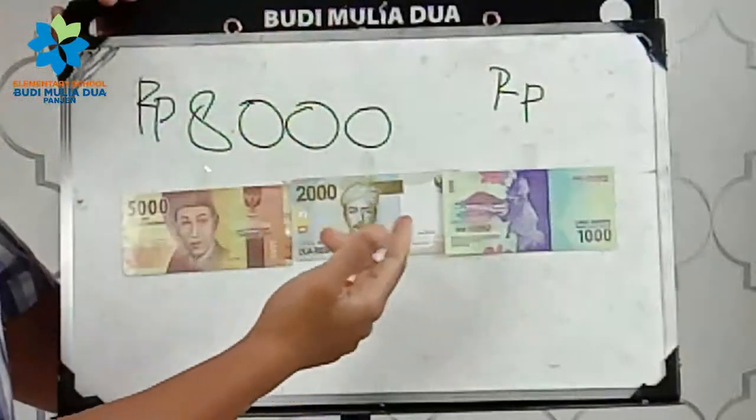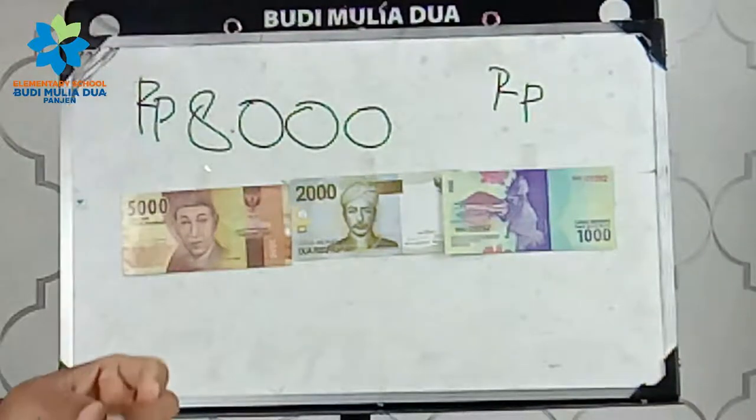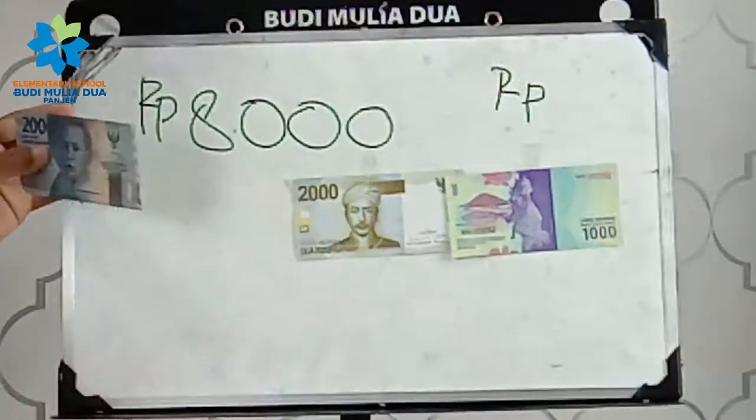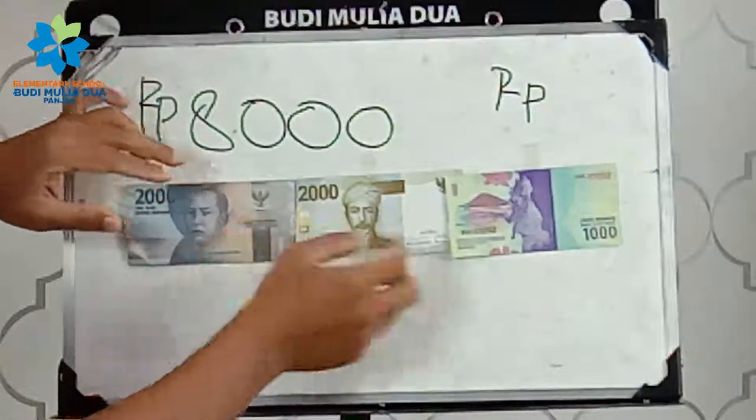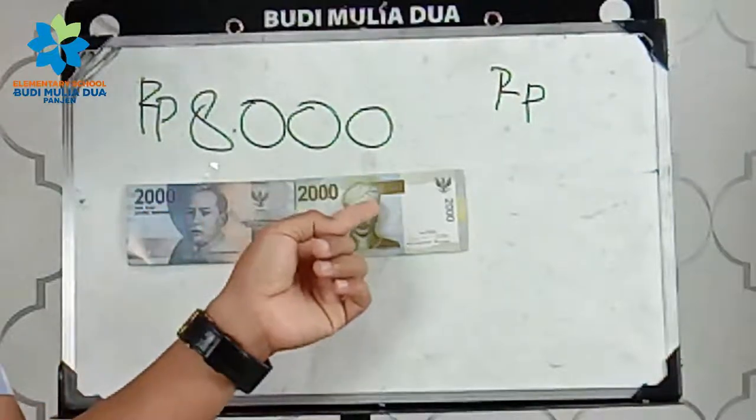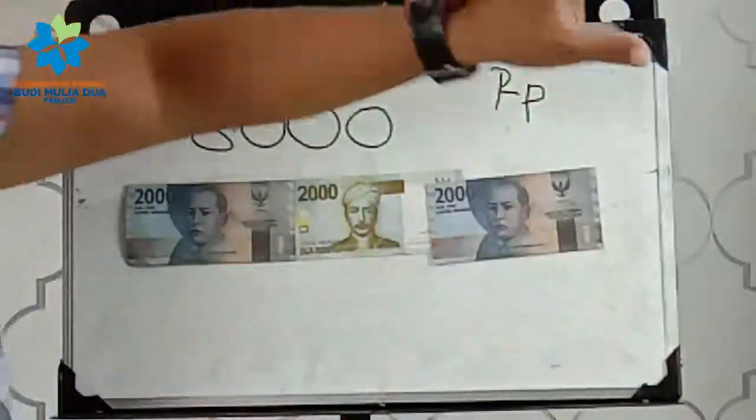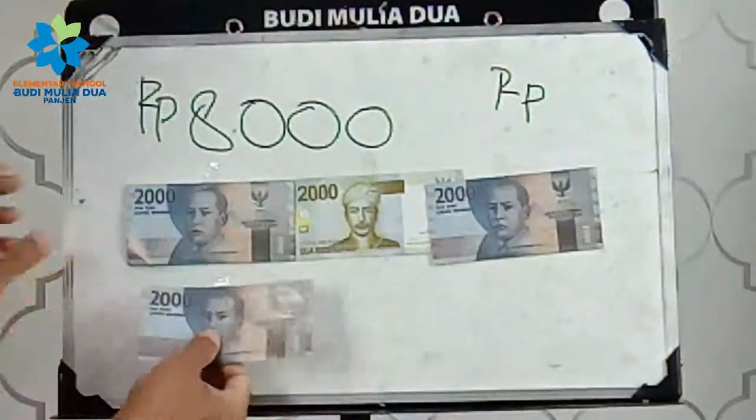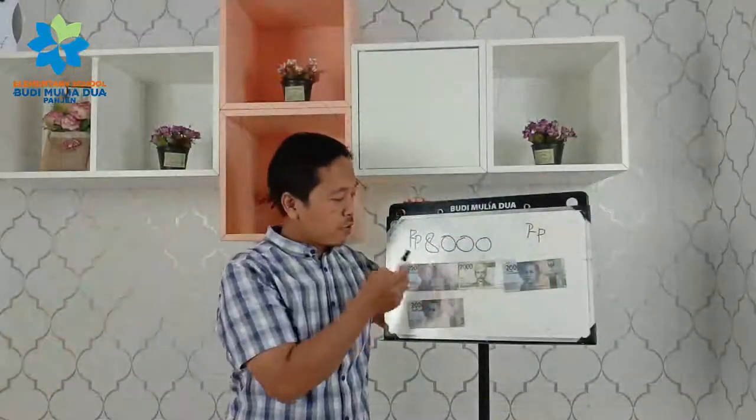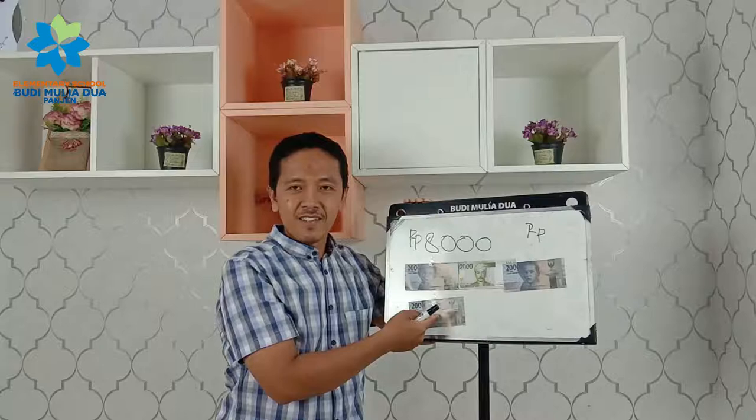Okay. So we can also arrange this money like this: 2,000 plus 2,000, plus 2,000, and the last one plus 2,000. 8,000 consists of 2,000 plus 2,000 plus 2,000 plus 2,000.